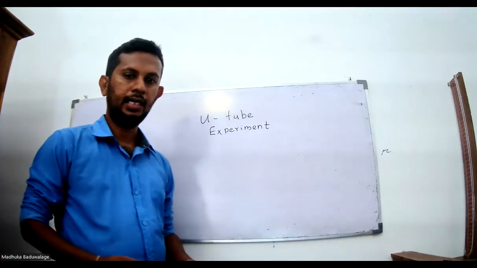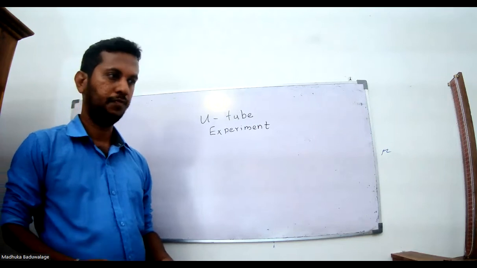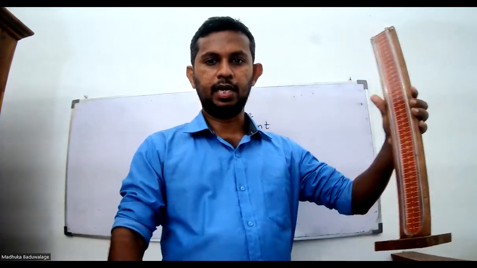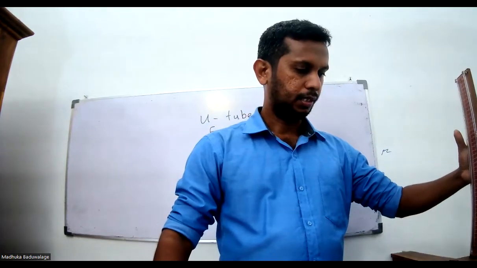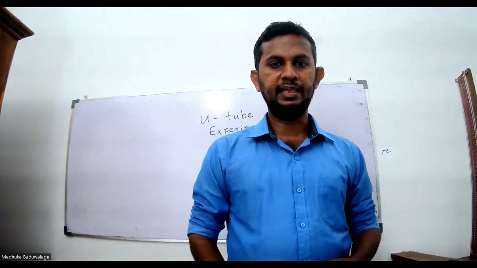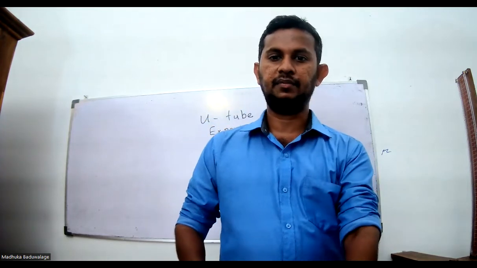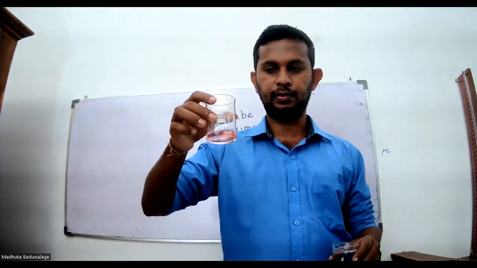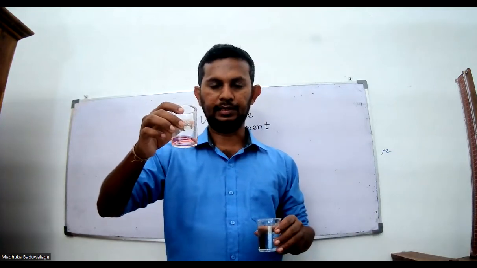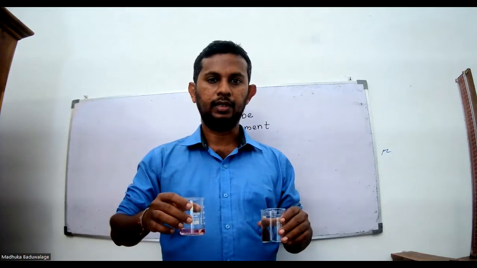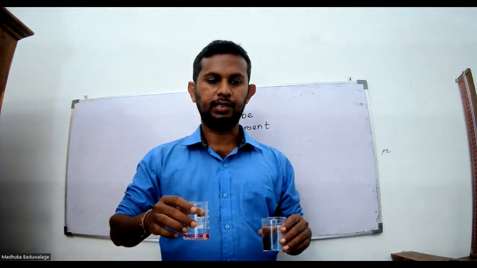Today we are going to learn about the practical of the U-tube. So this is the U-tube. We are going to use the U-tube to compare the densities of two different liquids which are not mixing with each other. As an example, you can see this is kerosene oil and this is water. Kerosene oil and water are not going to mix with each other.